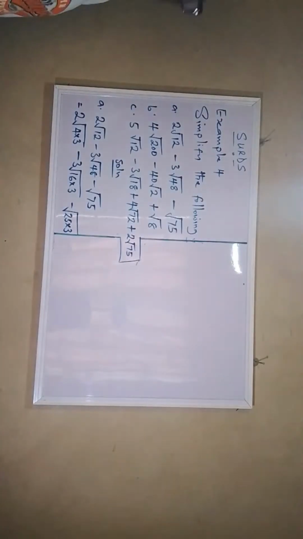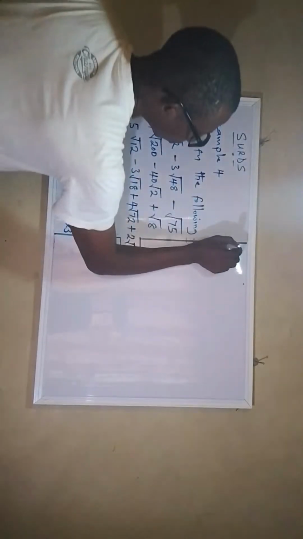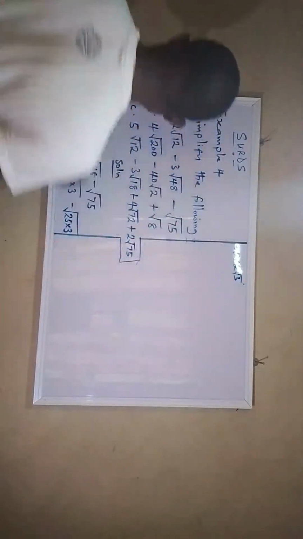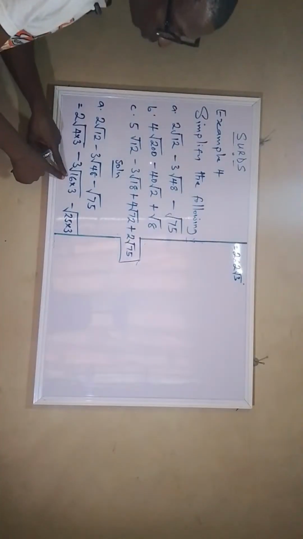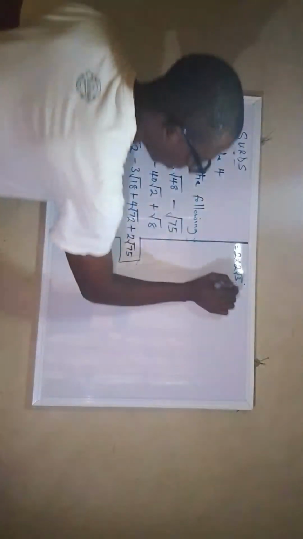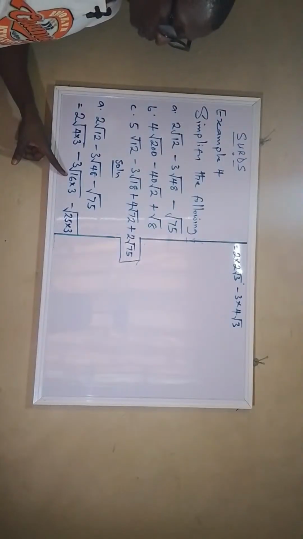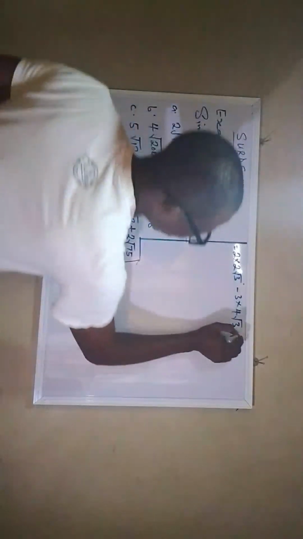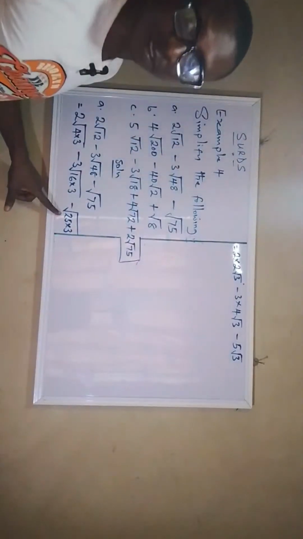So when you bring it out, the square root of 4 here is 2. So this will now become 2 times 2 square root of 3. Okay, so now these have been brought out. Now the square root of 16 here is 4. So we have minus 3 times 4 square root of 3. So this last one, that's minus 5 square root of 3, because square root of 25 is 5.